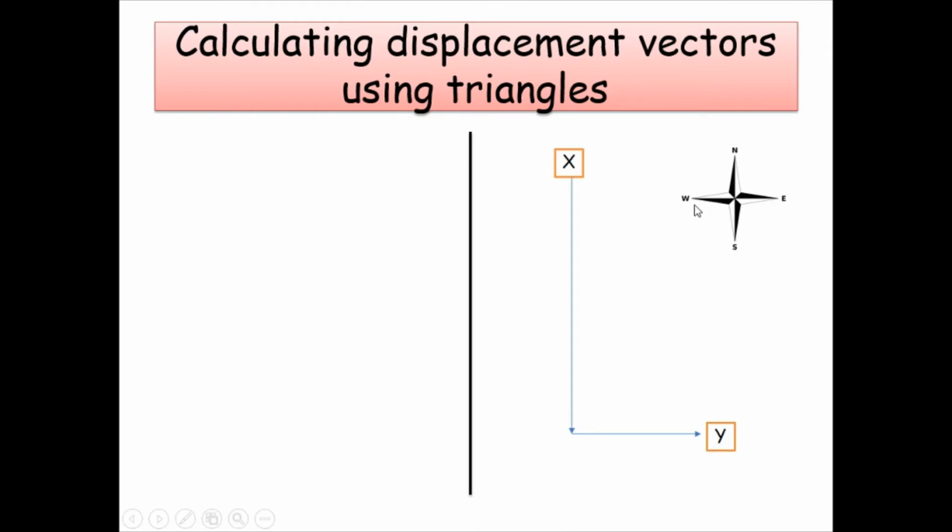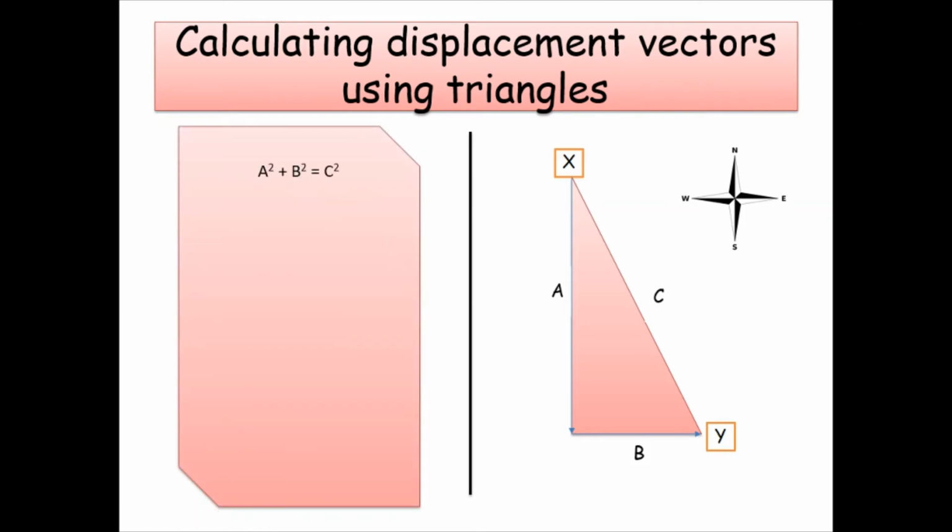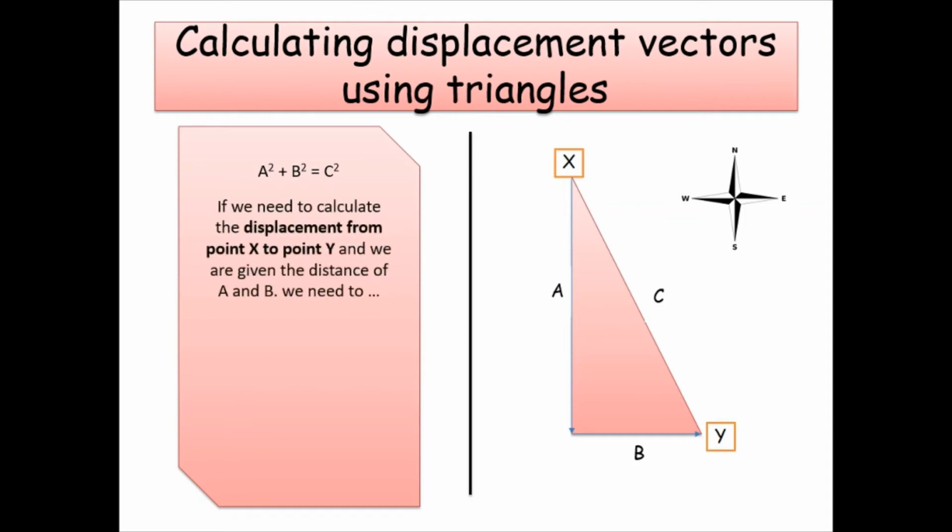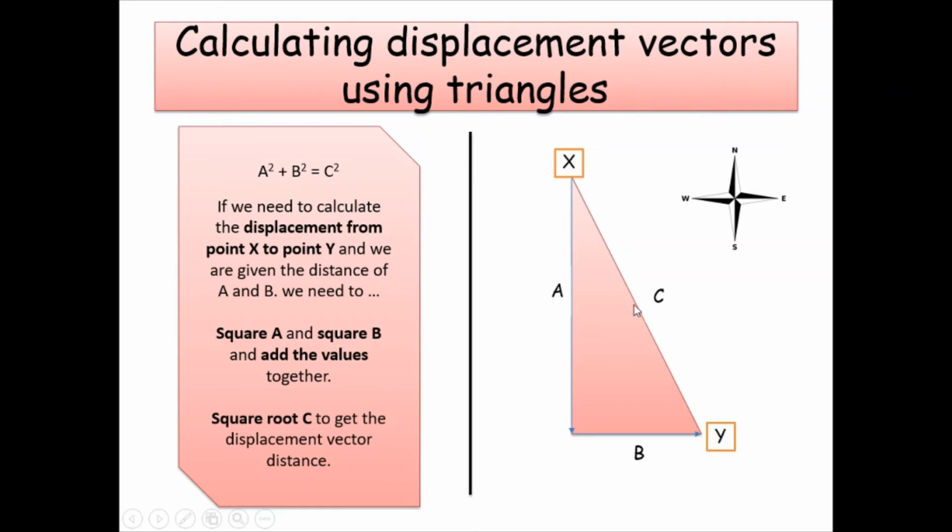Okay, so the whole point of this is trying to work out how we can get from x to y and the displacement involved. So the best way to do this is to turn it into a triangle, and then we've got three sides, A, B, and C. From maths, we can use Pythagoras Theorem, a squared plus b squared equals c squared, to calculate this. So we will do a squared plus b squared, and it's really important that we add the values together at this point. We then square root our answer to get the displacement vector.